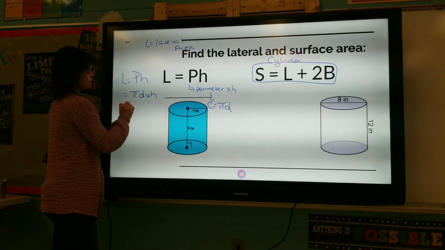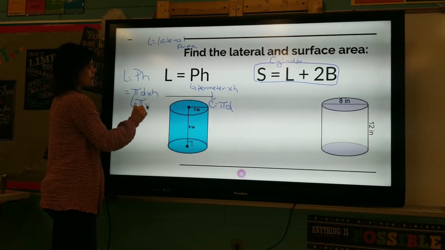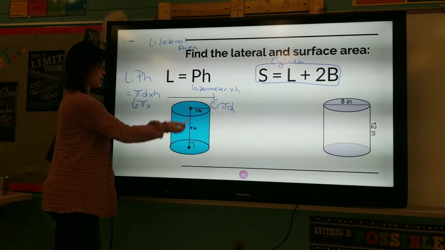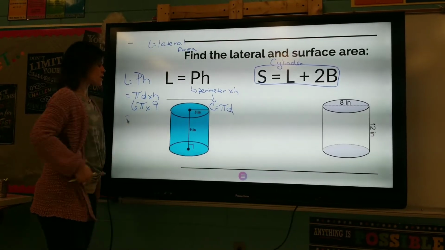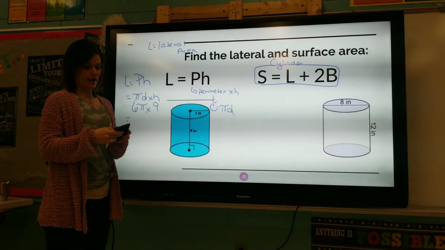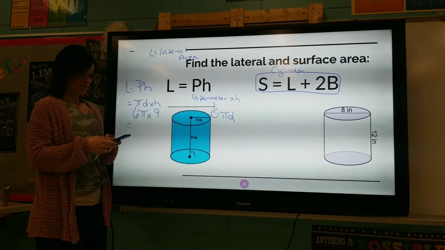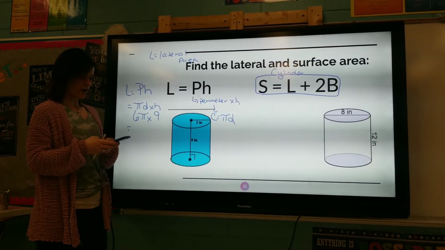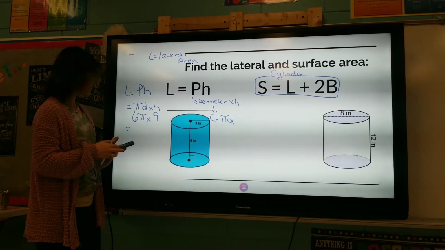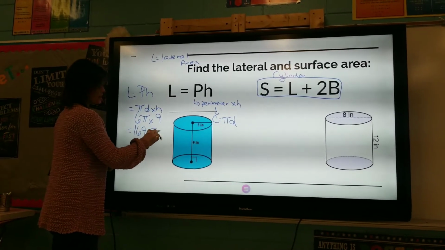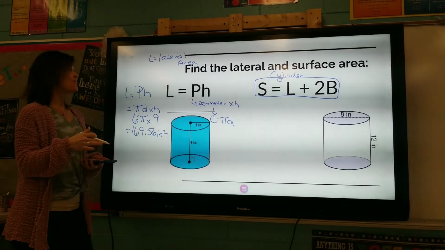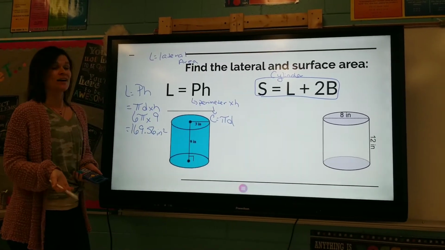My diameter would then be 6 times pi, and the height of my three-dimensional shape would be my 9, because that is from circle to circle. Okay? So I'm going to go ahead and plug that into my calculator. 54 times 3.14. I'm going to use 3.14, not pi. I get 169.56 inches squared. But that is not my surface area answer yet.